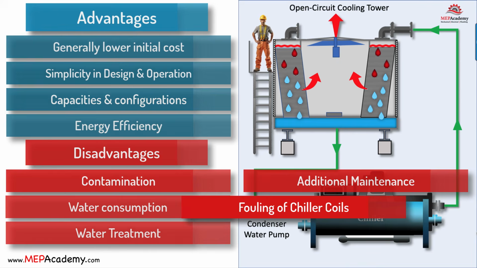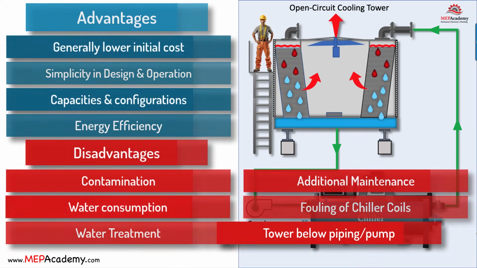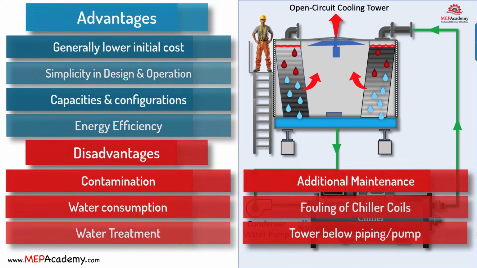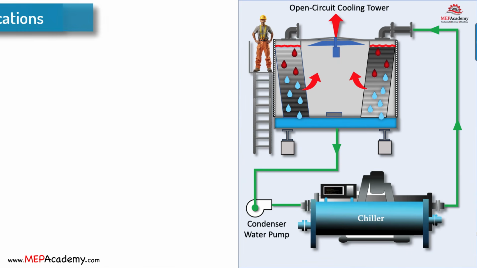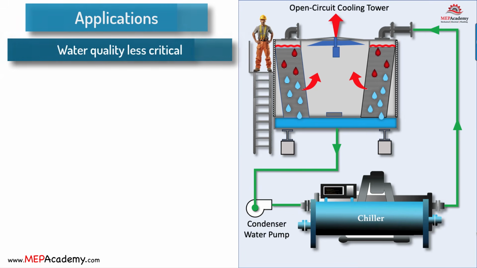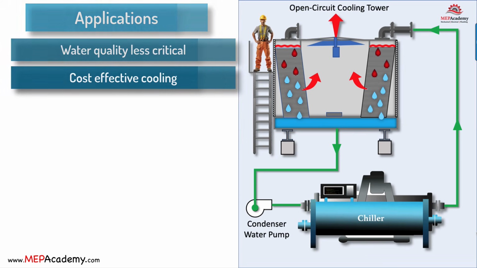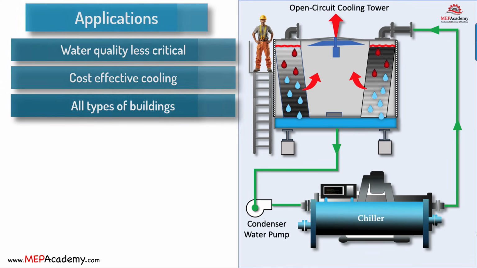Number 5. Reduced efficiency due to the scale and/or fouling of the chiller's condenser coils if water treatment is not properly maintained. Number 6. Complicated design when tower is installed below the piping system or pump. Applications. Open-circuit cooling towers are commonly used in the HVAC industry where water quality is less critical and the focus is on cost-effective cooling. They are found in all types of buildings spanning the HVAC industry.